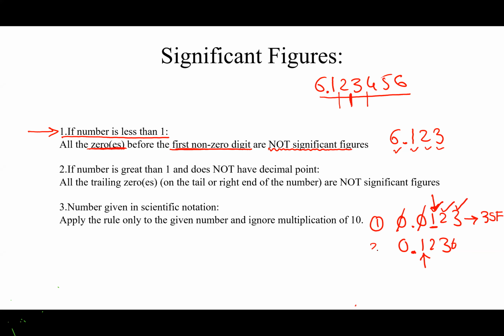Now let's take the second example. In this example, what we can say, if the number is less than 1, in this case, yes, it is, then all the zeros before your first non-zero digit are not significant. It means this 0 is not significant. Let's count how many digits we are left with. 1, 2, 3, and let's say there is 6, right? 4, right? There are 4 digits. It means the answer is 4 significant figures.